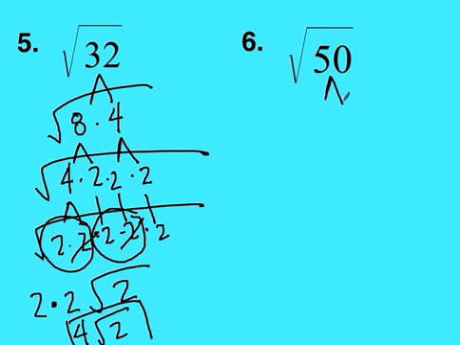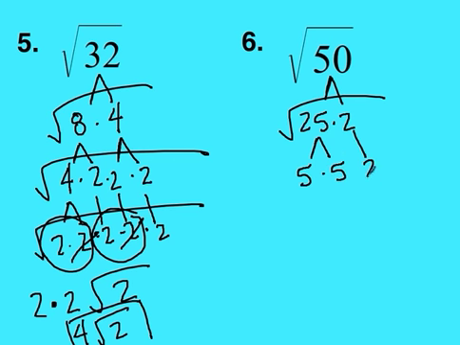For square root of 50, I can break down 50 to 25 times 2. I could also use 10 times 5. 25 will break down to 5 times 5. I bring down that 2. And then I have to see if I can break down the 5's or the 2's.